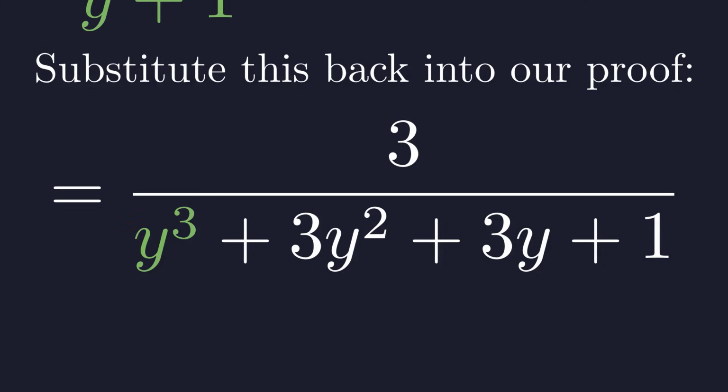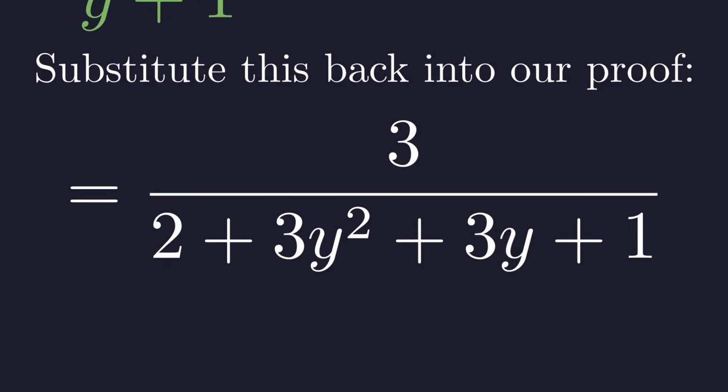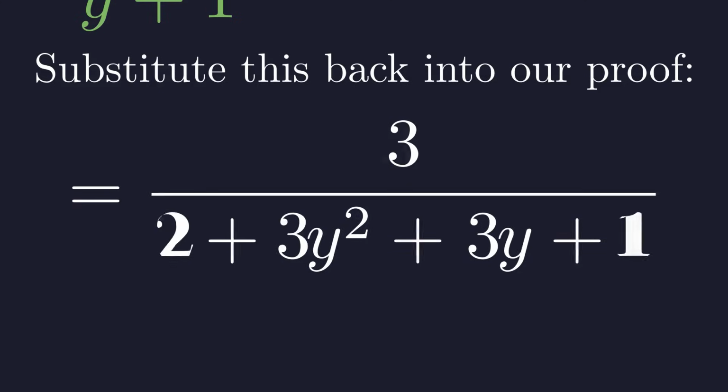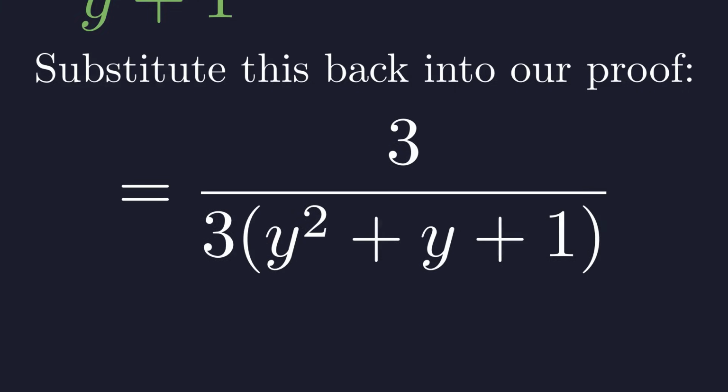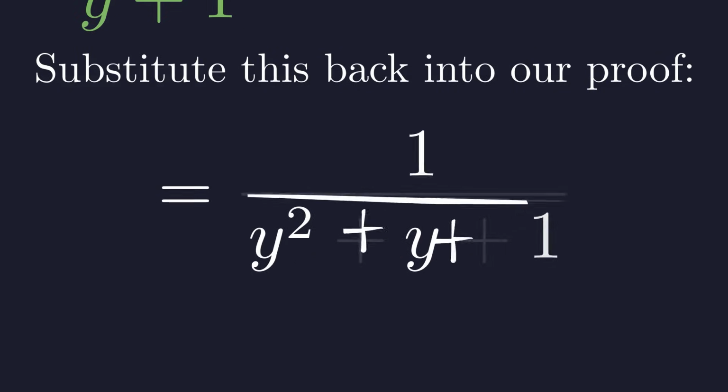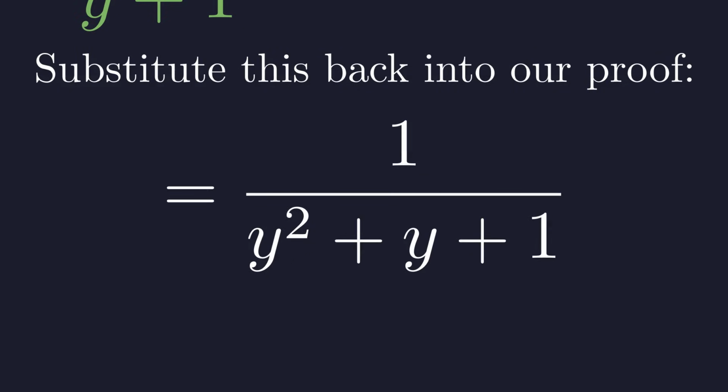Once again, we use our key fact that y cubed equals 2. We substitute 2 into the denominator. Combining the constant terms, 2 plus 1 gives us 3. Every term in the denominator has a common factor of 3, which we can factor out. The 3's in the numerator and denominator cancel, leaving this remarkably simple result.